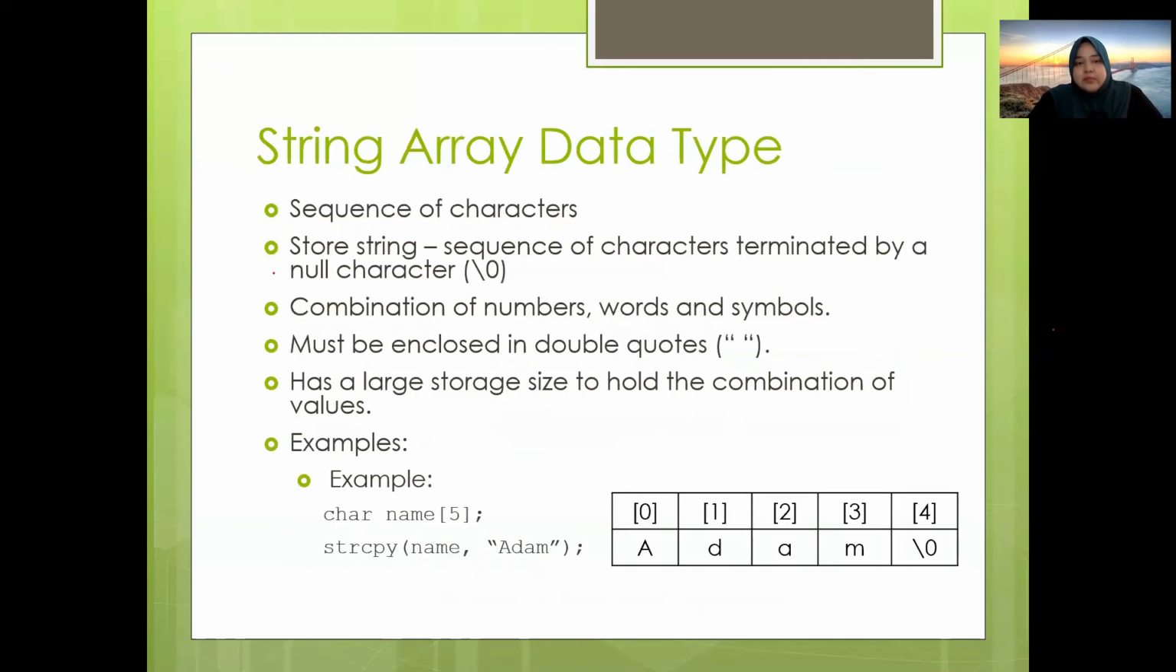Okay, string array data type pula adalah sequence of character, means that sequence of character adalah statement. Okay, statement. Store string sequence of a character terminated by a null character. Combination of number, words and symbol, dan nama pun statement. Must be enclosed in a double quotation. Okay. Has a large storage size to hold the combination of the value. So this is how it looks like. Macam mana kita nak declare variable berjenis string array. So kita letak dia char, letak dia variable name, lepas tu dia ada size. Size ni you kena hati-hati.